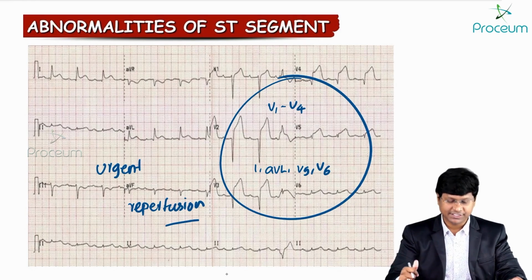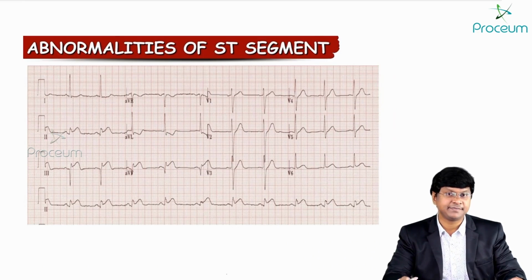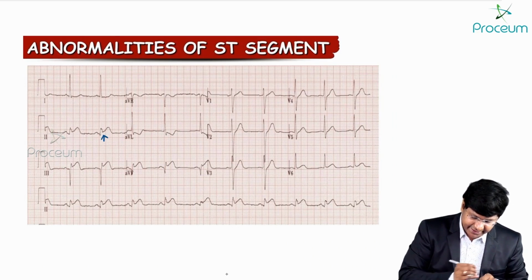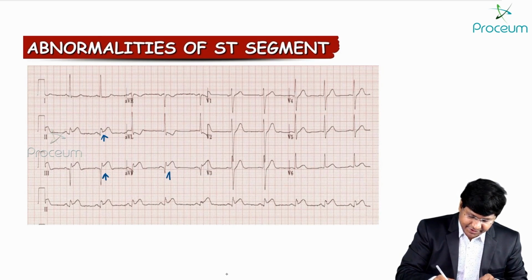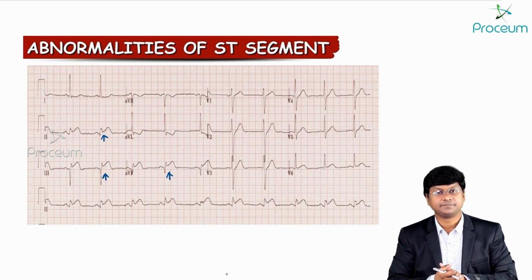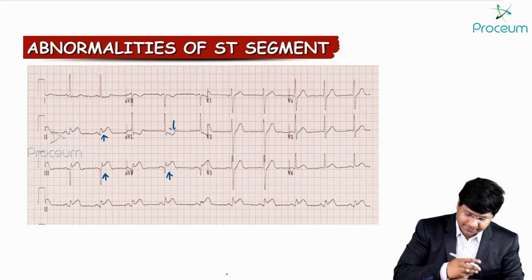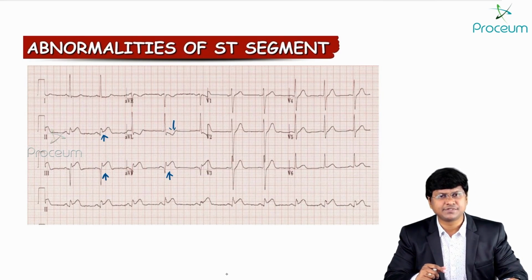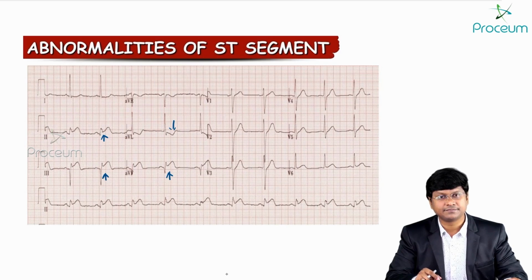Now, you see one more ECG. If you take this ECG, what are the abnormalities related to your ST segment you are able to make out? ST segment elevation is there in lead 2, lead 3, and AVF as well. And you are also having reciprocal changes in the lateral leads. If you closely observe, you are having the ST segment elevation in 2, 3, AVF. I do definitely accept that.